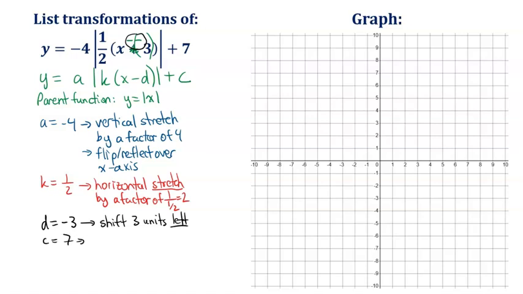The c value is just 7. It just reads right off the graph. If it's positive, it shifts up. If it's negative, it shifts down. So this is 7 units up. And they're the transformations for that function.